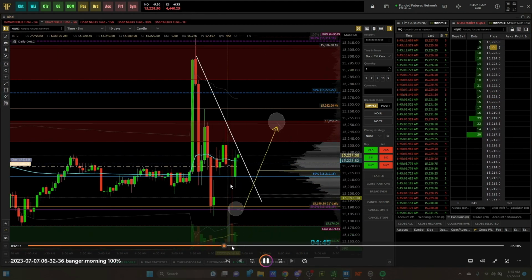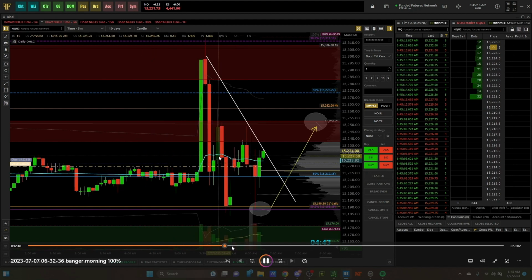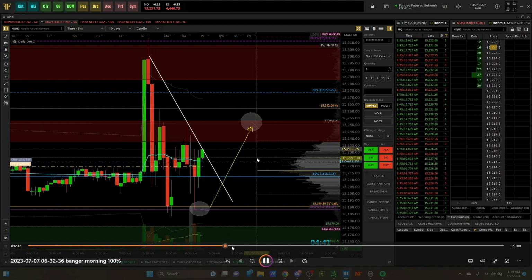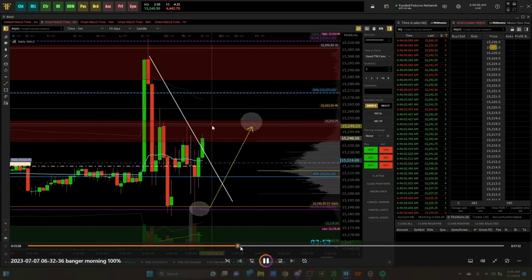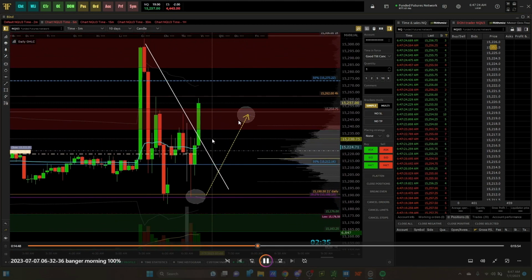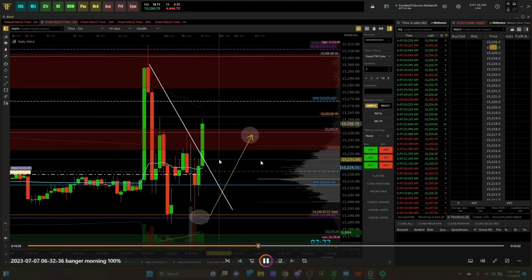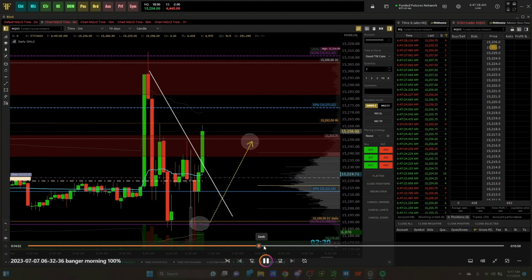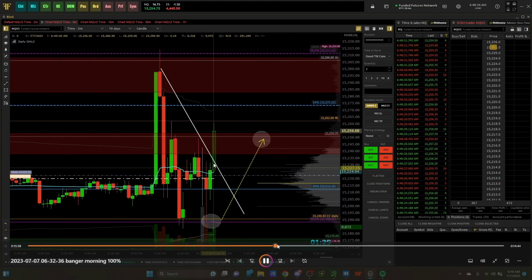And here we go. So once it broke the trend line, it went ahead and shot up all the way to the target. So there you go. Price did hit. Price hit. And we did take our second trade.